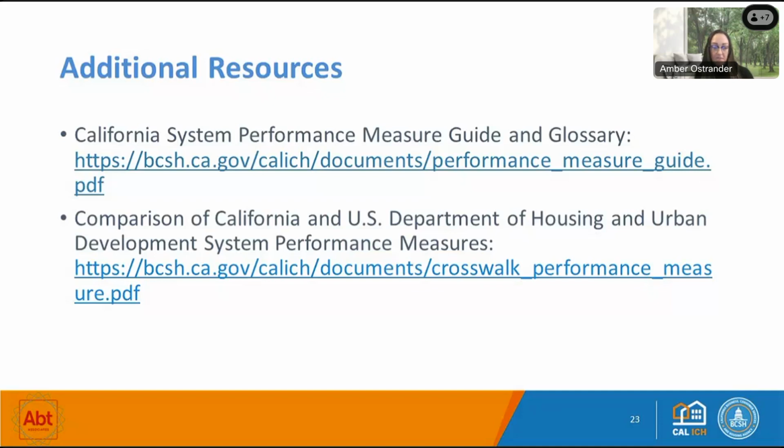Separately, we have developed a crosswalk document that compares the California SPMs and HUD SPMs, including the key differences between the two. I believe that Joyce had put the link to the crosswalk in the chat, and these resources can be found on our website. Next slide, please.